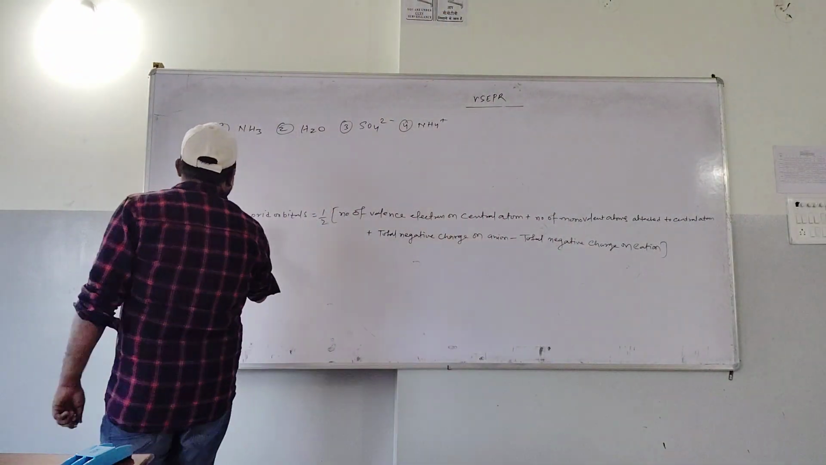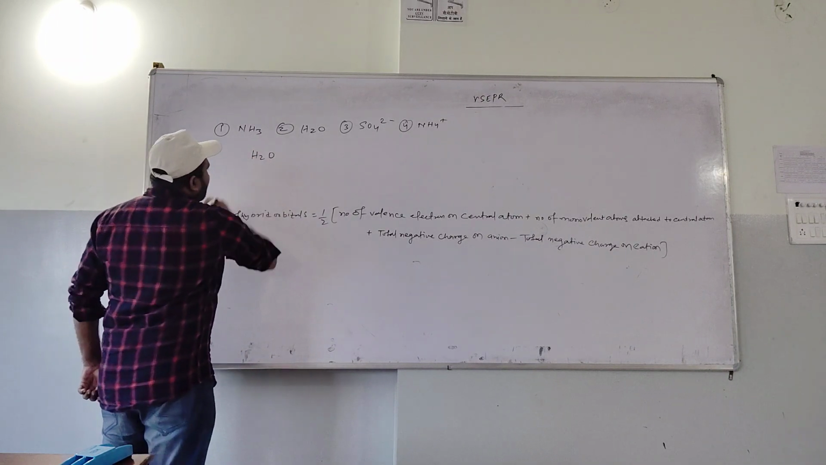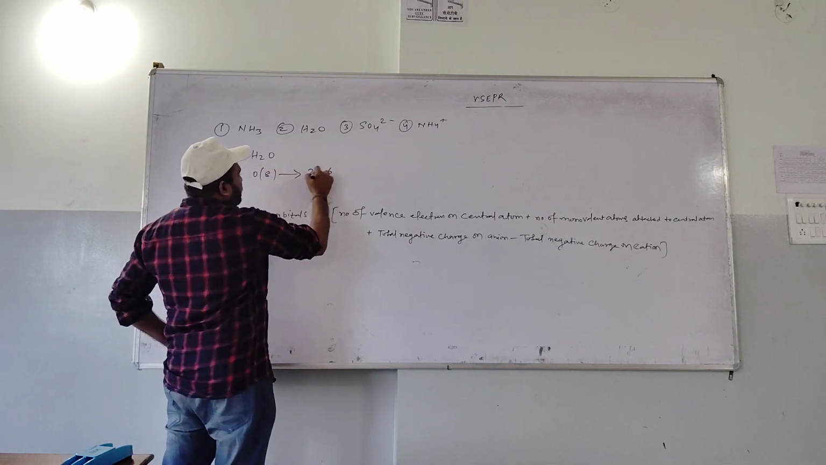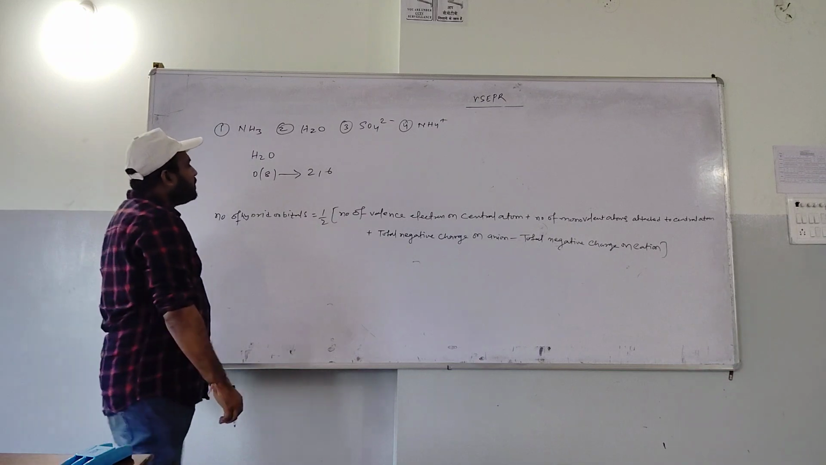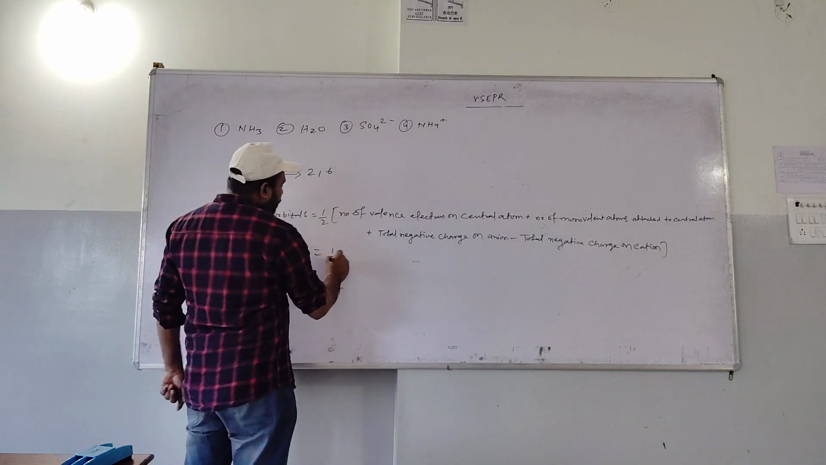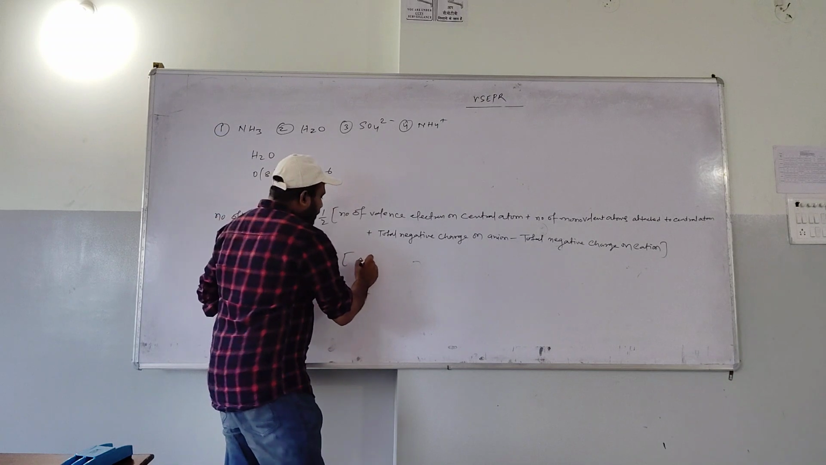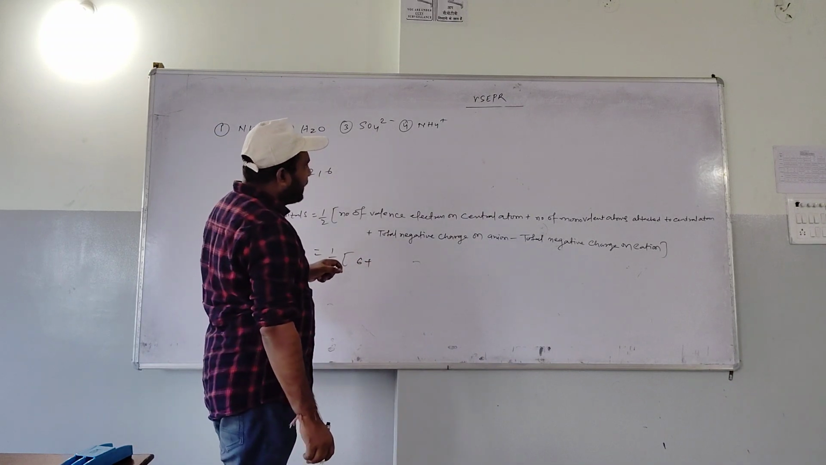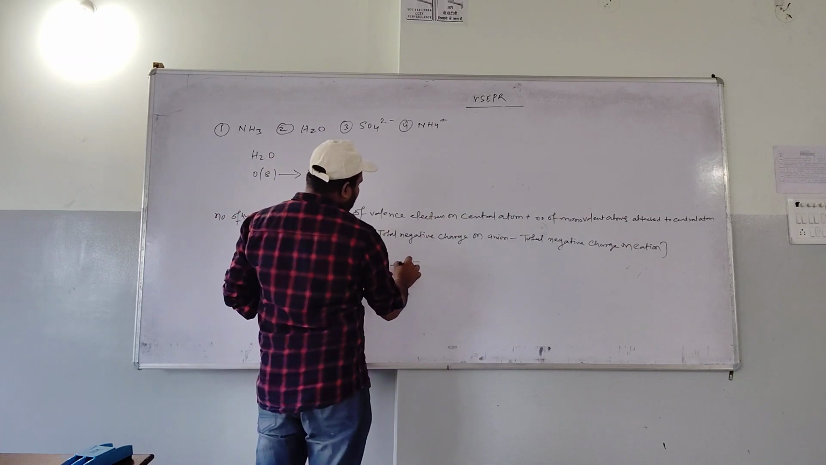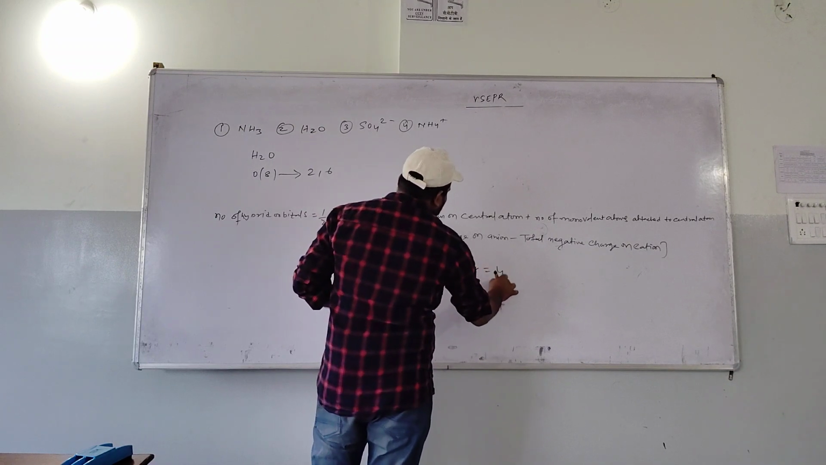Now if you talk about the second molecule, that is H2O, the central atom is oxygen, its atomic number is 8, electronic configuration 2,6. From the formula, number of hybrid orbitals equals 1/2 (number of valence electrons on the central atom, that is 6, plus number of monovalent atoms attached to the central atom, that is 2, with no negative charge and no positive charge), so 1/2 multiplied by 8 equals 4.